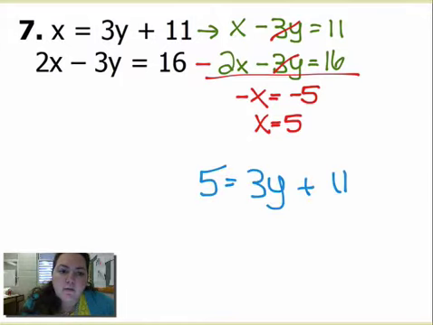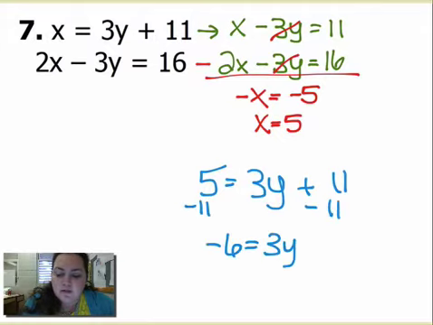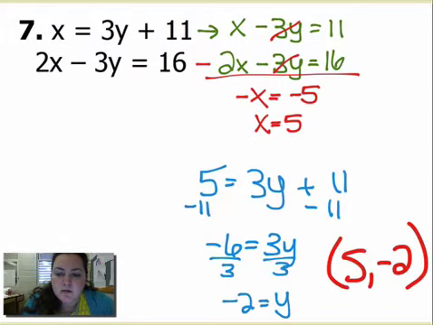Now I can plug 5 in. I plugged it into that first equation, so it's 5 equals 3y plus 11. Subtract 11, I get negative 6 equals 3y, which means y equals negative 2. So my answer is 5, negative 2.